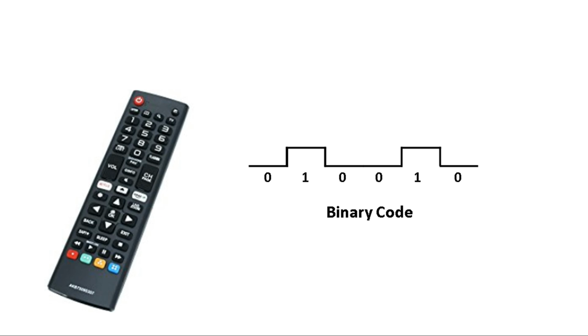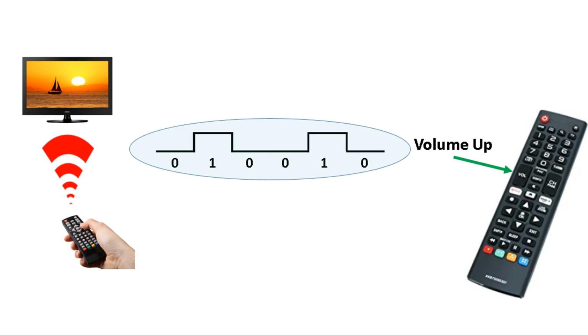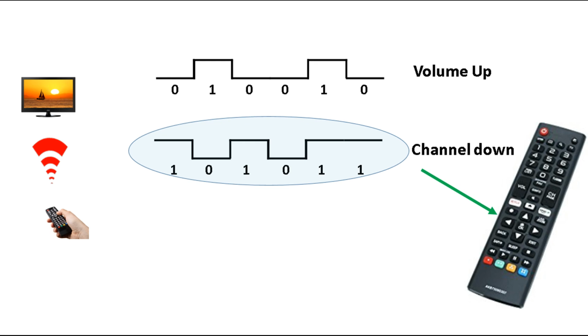For example, the code associated with volume up could be something like this. Channel down would be a different set of 1s and 0s, and so forth for all other options in the remote control keypad. All the binary command codes will have the same number of bits. In this example, it is 6 bits. As you see here, bit 0 corresponds to low voltage, while bit 1 is the high voltage. And this takes the full duration of the bit.